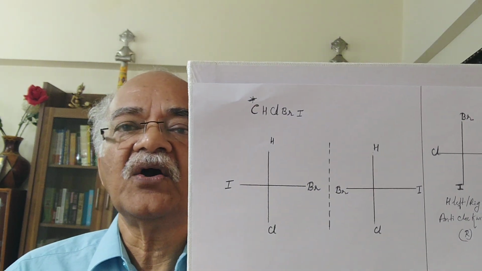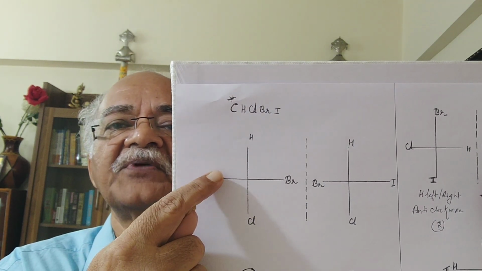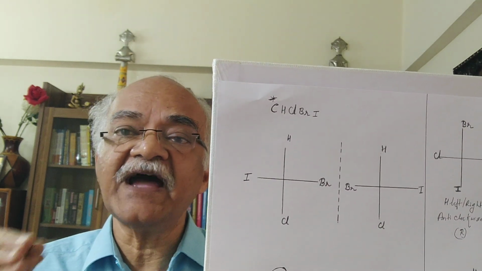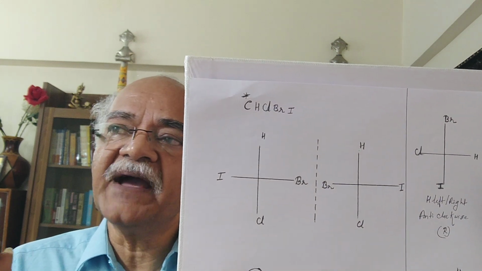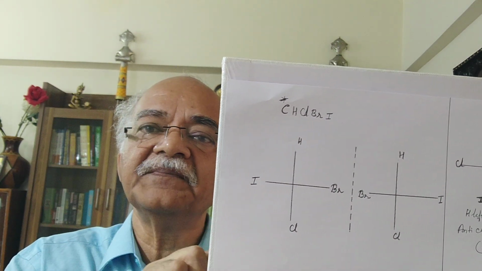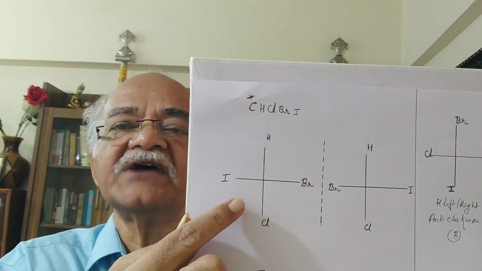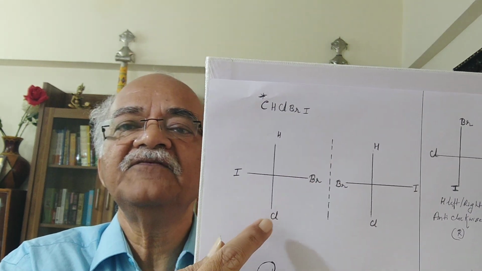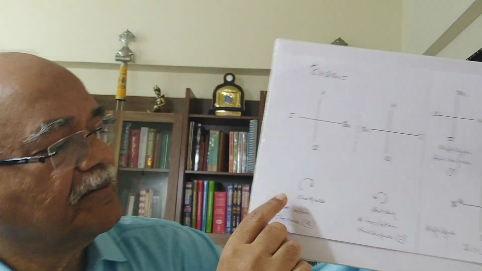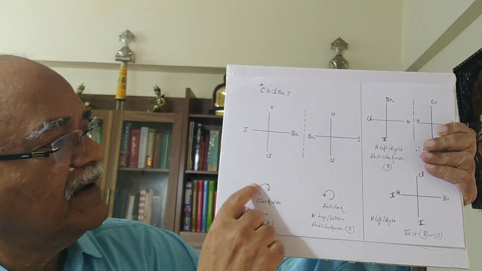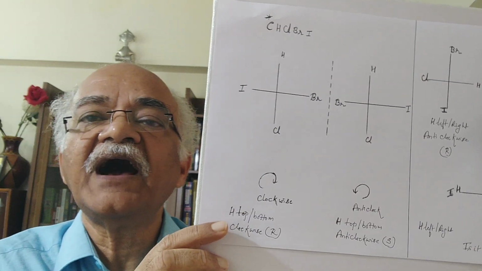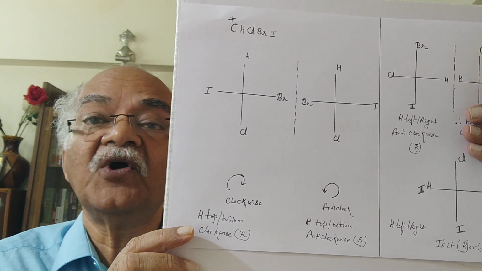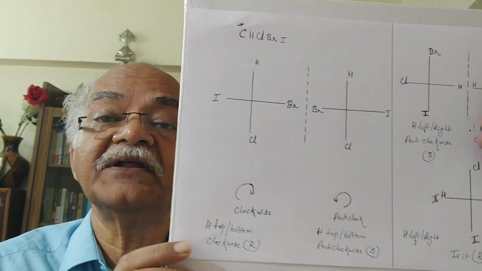In that case, I have already fixed the priorities. Iodine takes maximum priority, then bromine, then chlorine. Now allow your eyesight to move from the maximum priority to the least priority. I am starting with iodine, then we go to bromine, and then we come to chlorine. This is what I have indicated. This is the order. Our eyesight is taking a clockwise direction. Such a molecule is called an R molecule, capital R.